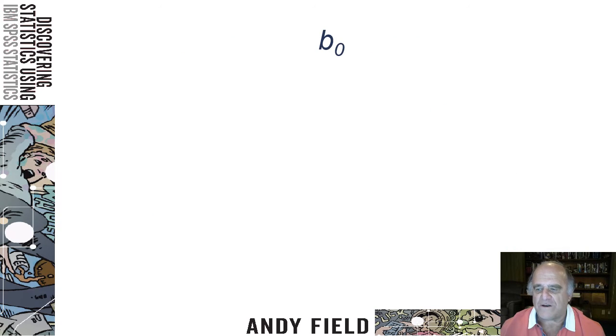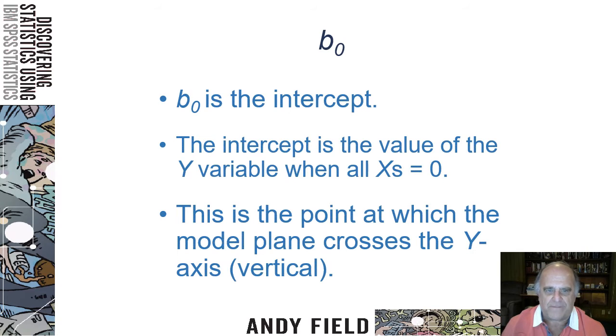Of course, we start off, we have our b sub 0. That's going to be the constant, right? So that's still the intercept, no matter how many variables we have. The intercept is the value of the y variable now when all your x's are 0. And it's the point at which the model plane crosses the y-axis, or the vertical axis.